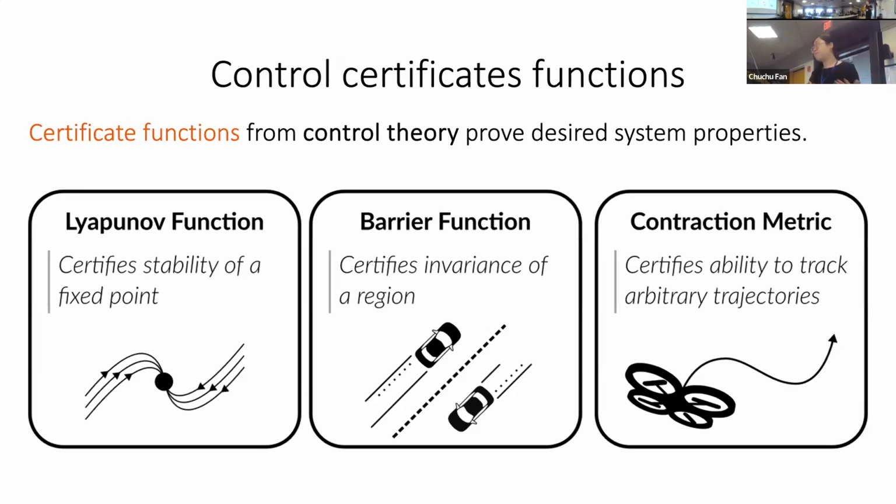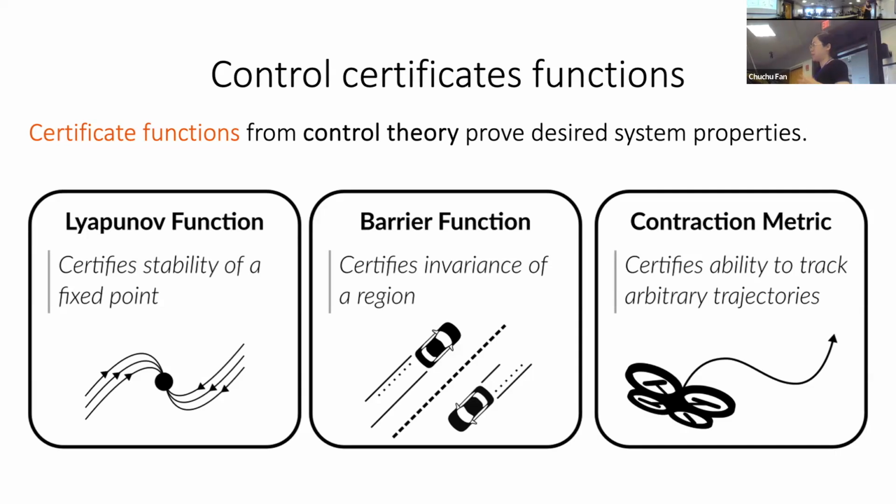So since we have all these very powerful tools in control, we can provide certificates or assurance for the desired system properties. And we don't have to stick to one at a time. There are actually ways to combine all these different things together. We can do stability and safety. We can do safety and tracking, or all of them together. There are ways of merging these certificates together.